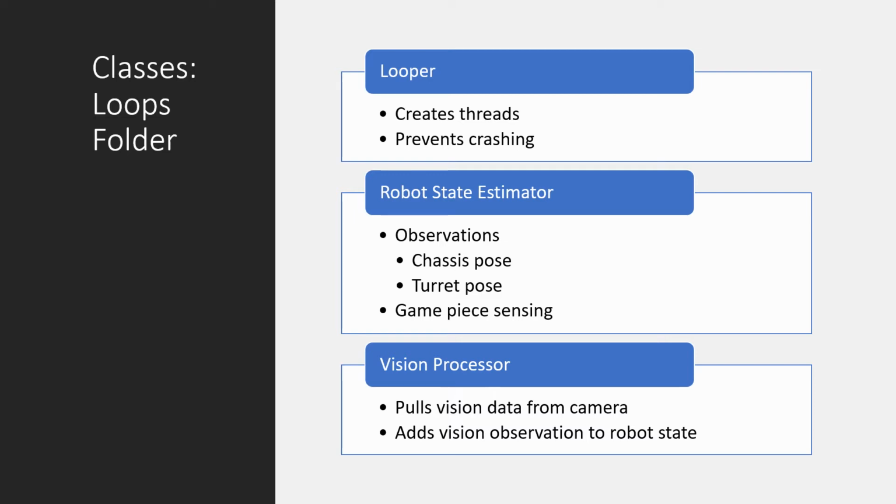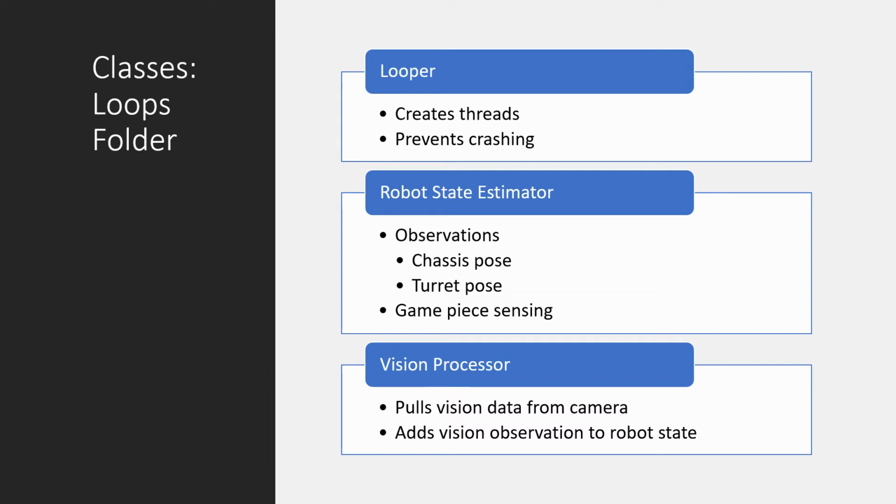Then next we have the robot state estimator class. This is what inputs observations into our robot state class. So it'll observe things such as the chassis position or the turret position, and also their speed and direction as well. Also, if we have sensors, we can sense game piece updates as well and update where the robot thinks each game piece is inside itself.